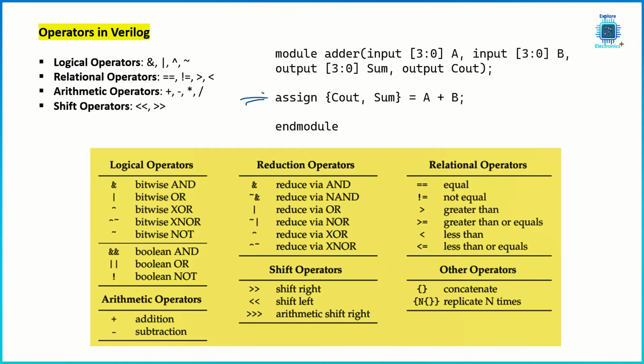Then we can directly use the assign keyword here. With the concatenation, we are representing the carry and sum. Here a 4-bit sum will be generated and a single-bit carry will be generated to cout. This is a plus b. This is a simple assignment over here. In the subsequent discussion, let us see the different ways of doing assignment as well.